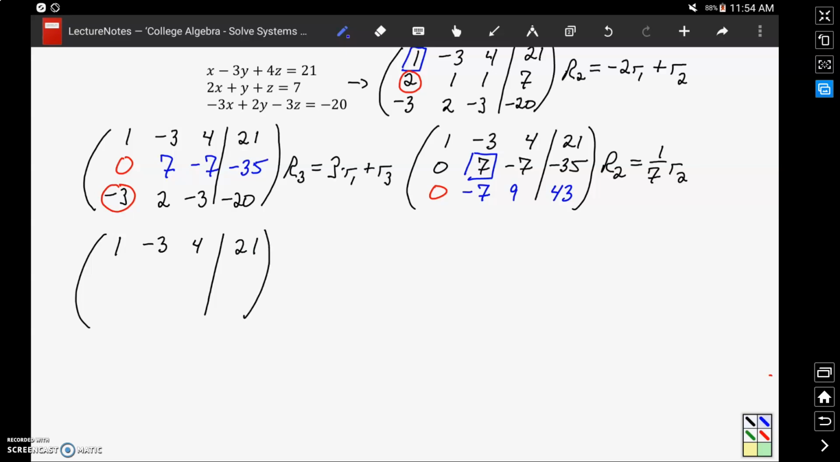Keep in mind, we can multiply by any non-zero number. So our 0 will remain unchanged. Then this will become 1, -1, and -5. And we haven't updated row 3 at all, at least with this step.